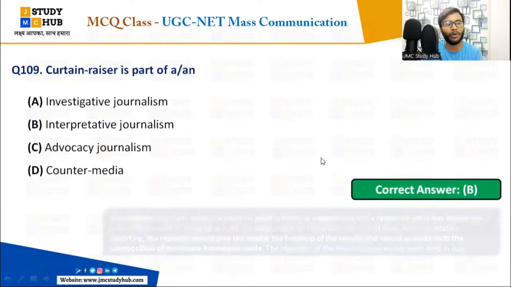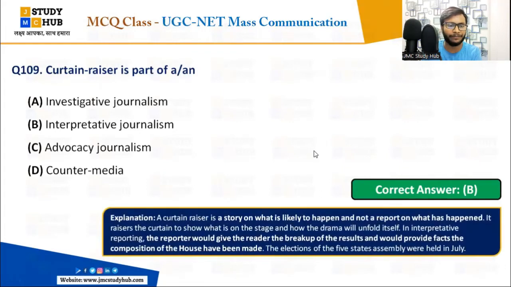Very good. That is about interpretative journalism. It is right. जो हमारा कर्टन रेजर है किसका पार्ट है? इंटरप्रेटेटिव जर्नलिज्म का पार्ट है। और कर्टन रेजर होता क्या है? What is called as a curtain raiser? A curtain raiser is a story on what is likely to happen, not a report on what has happened. जो हो चुका है उसके बारे में हम बात नहीं करते हैं, जो होने वाला है उसके बारे में बात करते हैं. So basically this is what about the curtain raiser.